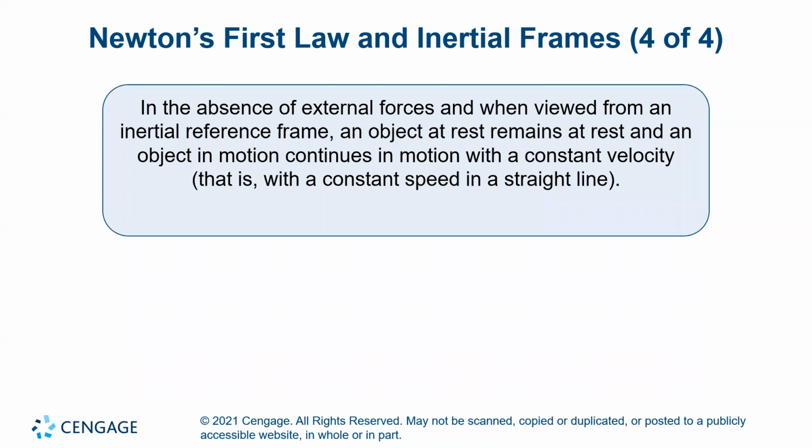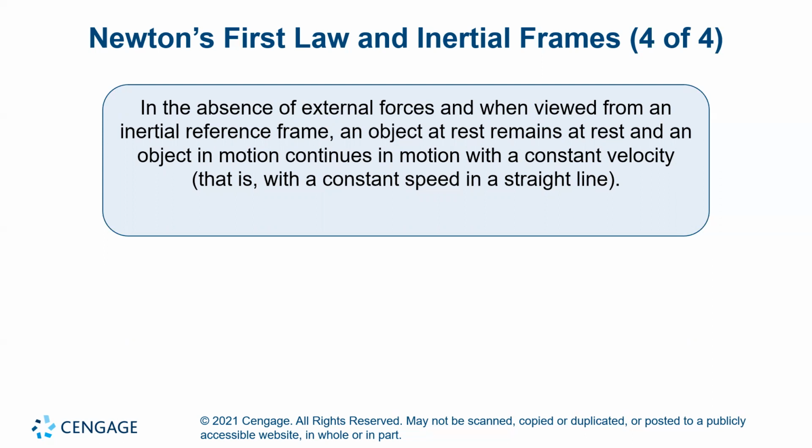Now, this is the definition of Newton's first law that you're probably more familiar with. So in the absence of external forces, and when viewed from an inertial reference frame, an object at rest remains at rest, and an object in motion continues in motion with a constant velocity. That is, with a constant speed in a straight line. This is known as the practical statement of Newton's first law.